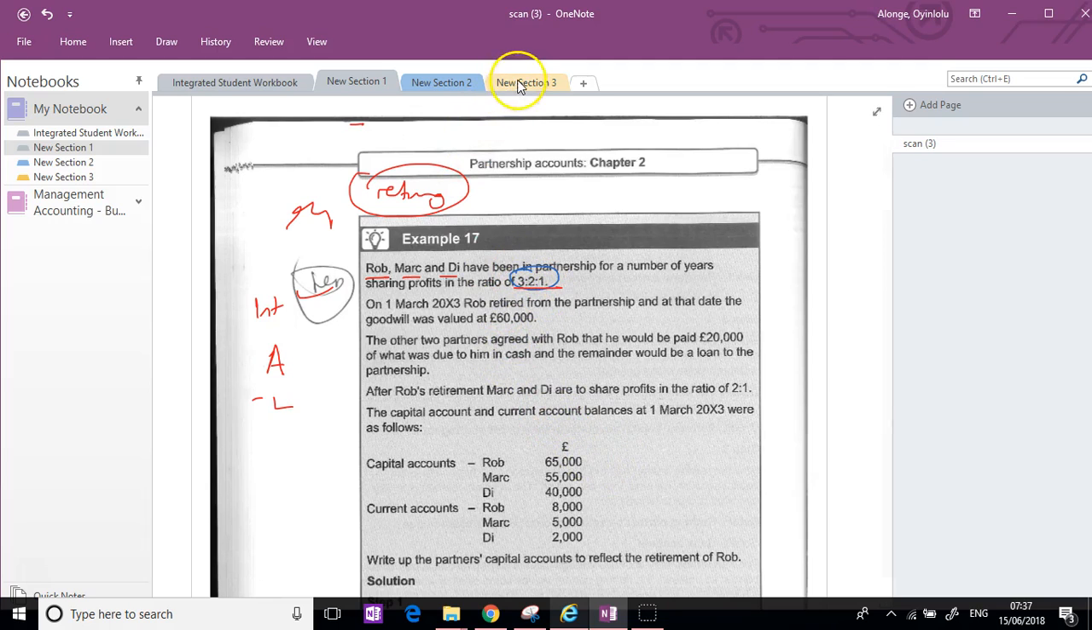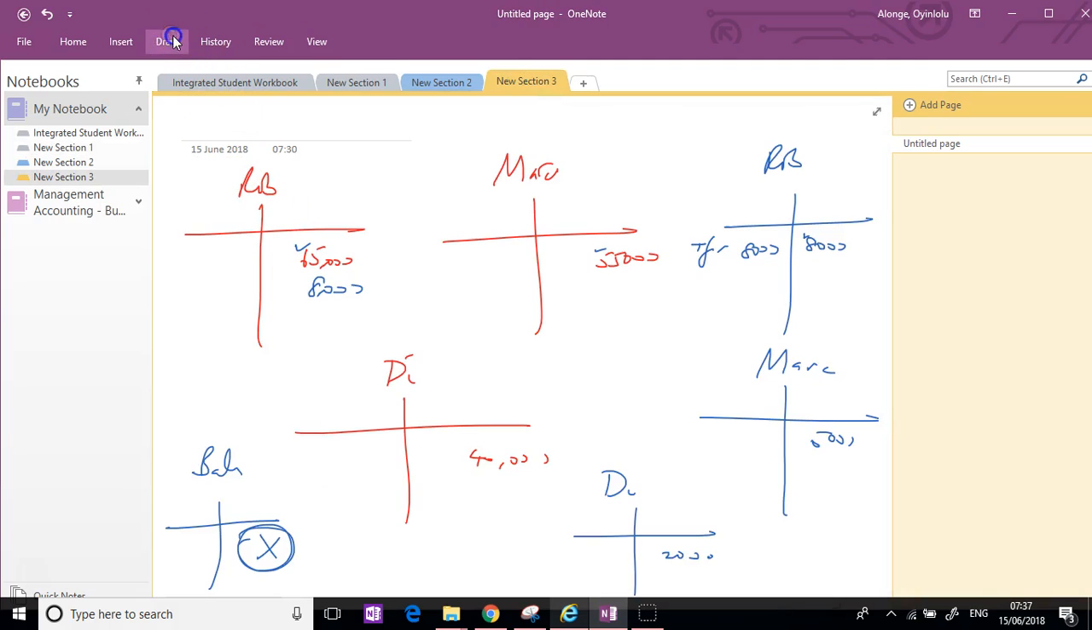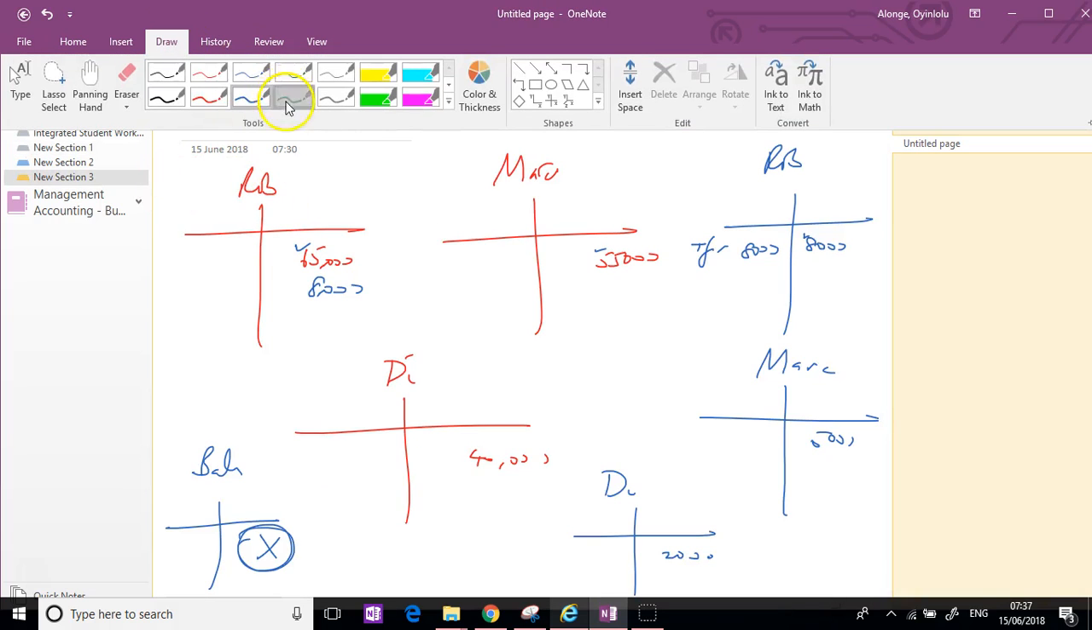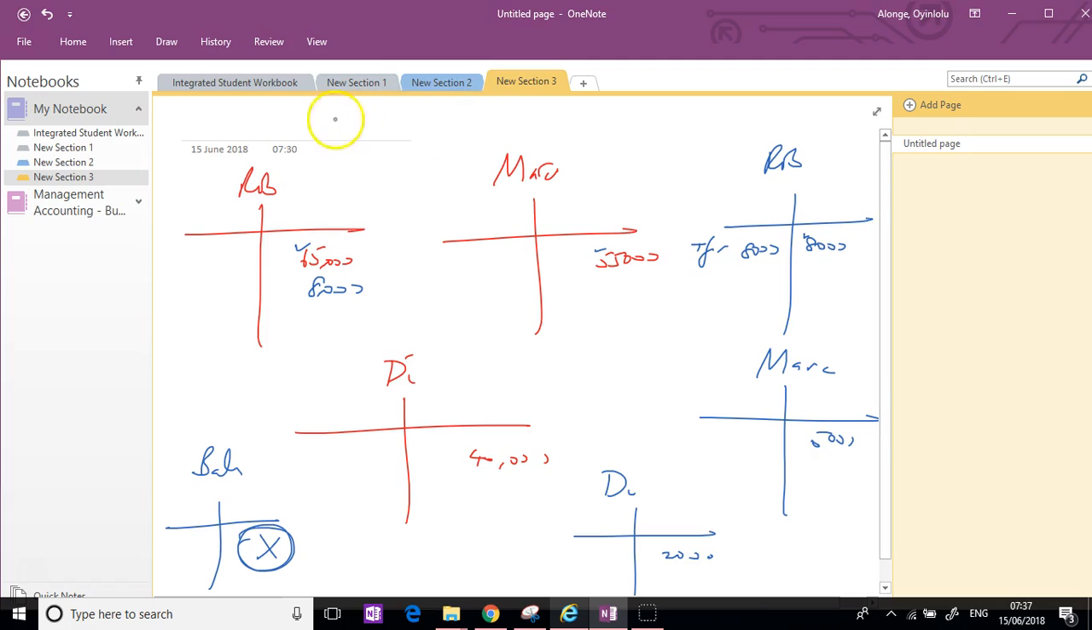So what should I do? I'm going to use a different pen color. I create this asset of goodwill. So I have goodwill, 60,000, an intangible asset, and I split this asset between the three parties in their ratio. So Rob will get 30, Mark will get 20 and D will get 10.